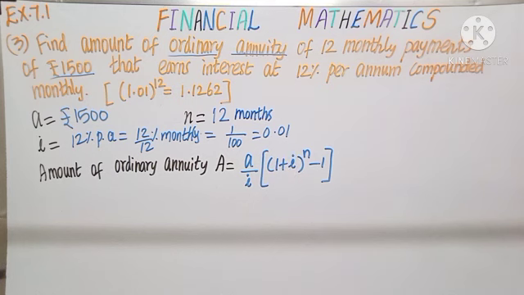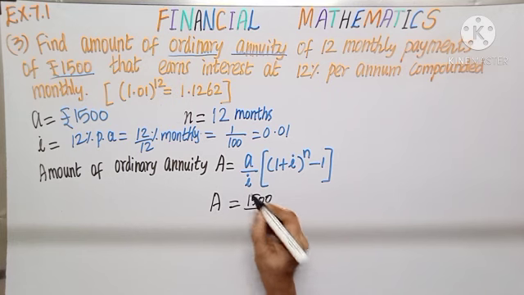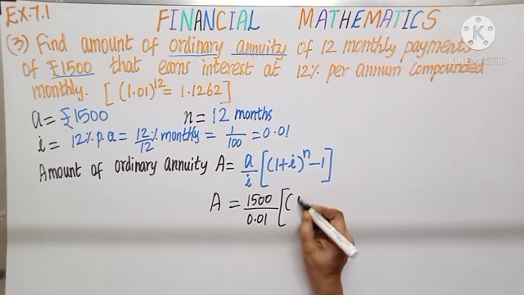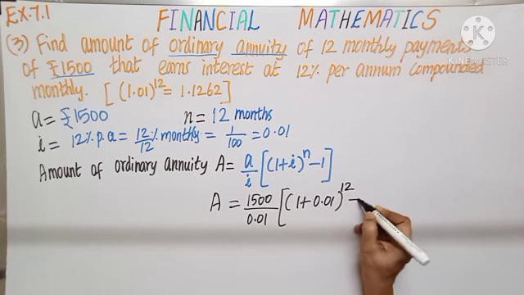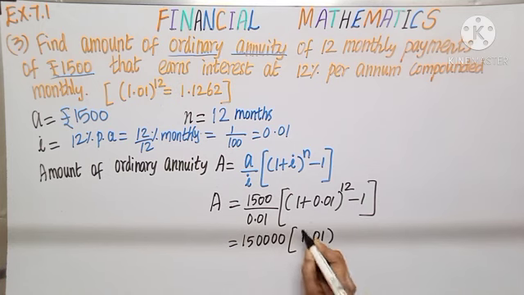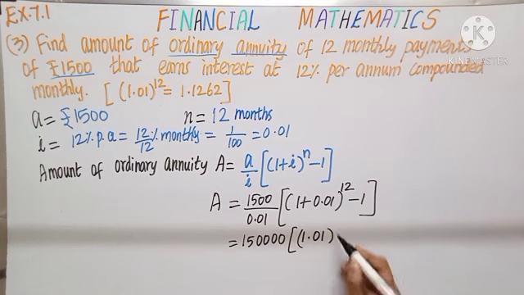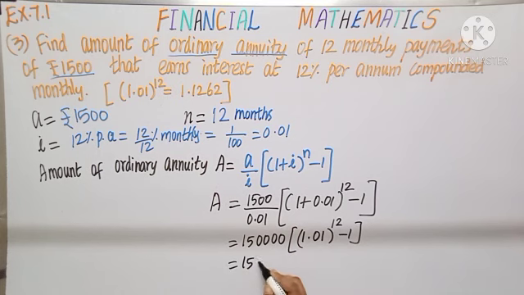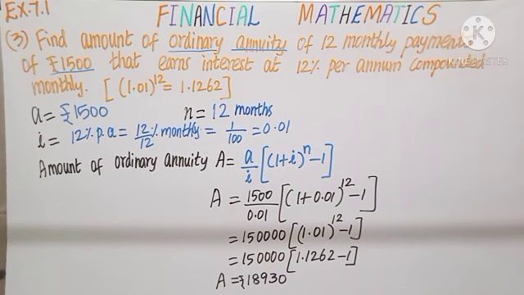Let us substitute in the formula. Capital A, that is amount, equals small a 1500, I value 0.01, 1 plus 0.01 whole power 12 minus 1. 1500 by 0.01 is 150000. 1.01, 1 plus 0.01, we will write 1.01 power 12 minus 1. 150000. 1.01 power 12 given in the question, 1.1262 minus 1. Subtract and multiply. As we simplify, we get the amount is rupees 18,930.